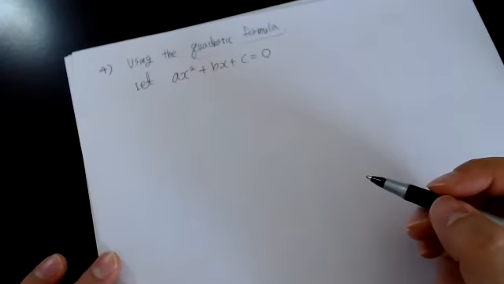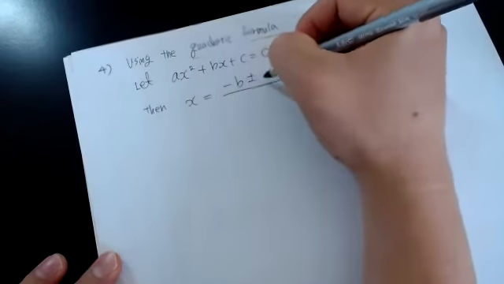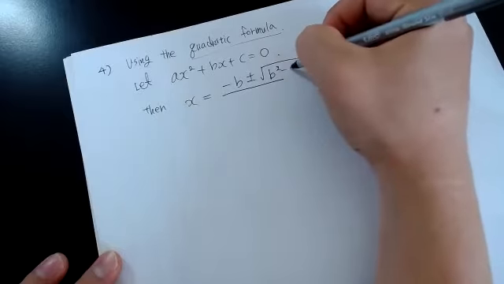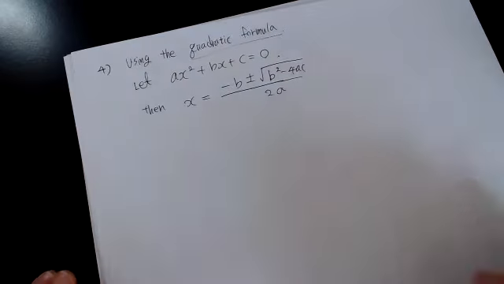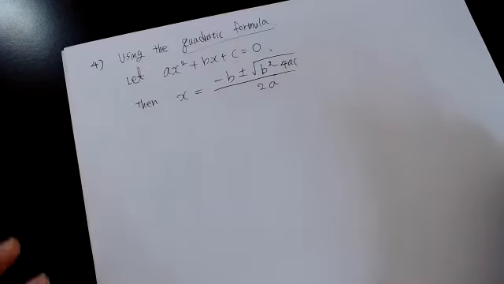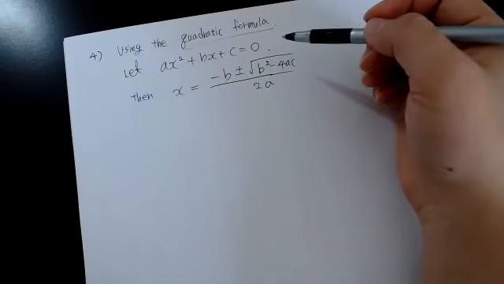Then the solution must be minus b plus or minus the square root of b squared minus 4ac, over 2a. I suggest you memorize this formula, because it's going to be really useful when you solve quadratic equations.